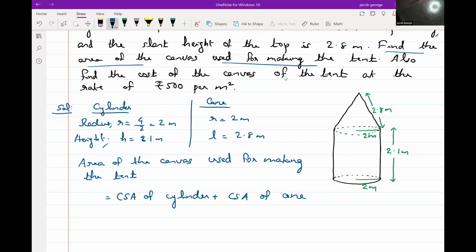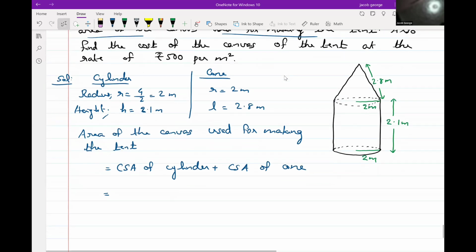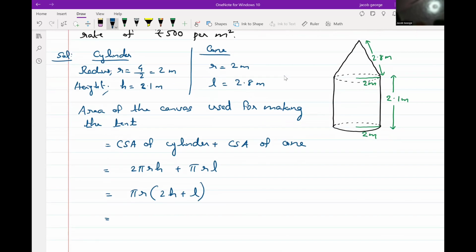CSA of cylinder, everybody knows the formula. CSA of cylinder is 2 pi RH and CSA of cone is pi RL. We can take a common factor outside. What is the common factor? Any student can answer. Pi R. Pi R we take outside. So we get 2H plus L. Common factor is not a compulsory step, but if you take the common factor, you can do it easily. Yes, the final answer. Cost is also correct. Very good.